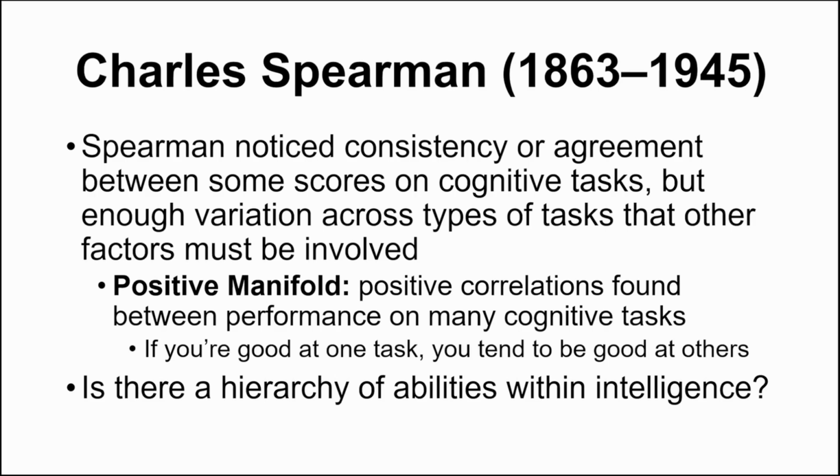And this is something that Spearman ended up noticing, that we're going to see this non-perfect correlation where people who are good at one intelligence or one facet of intelligence are not actually good at absolutely everything.